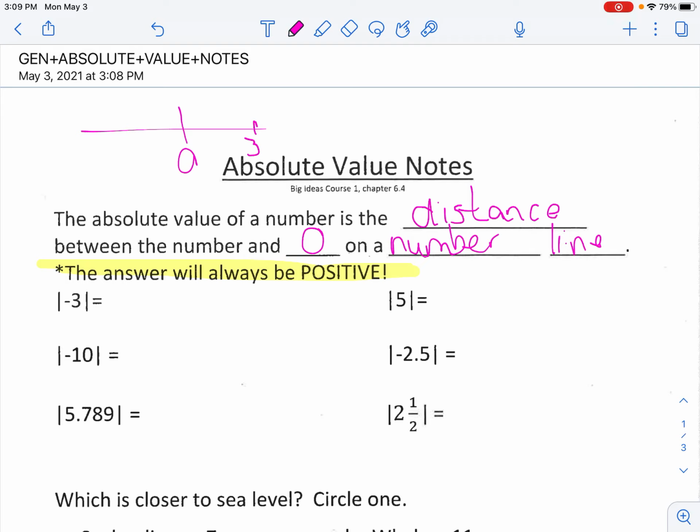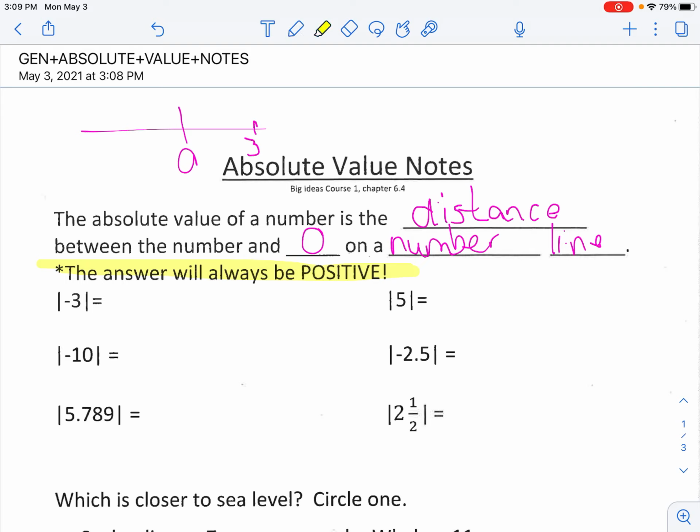Let's say that you live 5 blocks south of me and you're going to come to my house. You wouldn't say I'm going to walk negative 5 blocks to Miss Jardine's house. You would just say I'm going to walk 5 blocks. Or if you're driving from Indiana to Florida for vacation, you wouldn't say I'm going to drive negative 600 miles on my trip. You would just say I'm driving 600 miles. So distance is always a positive number.